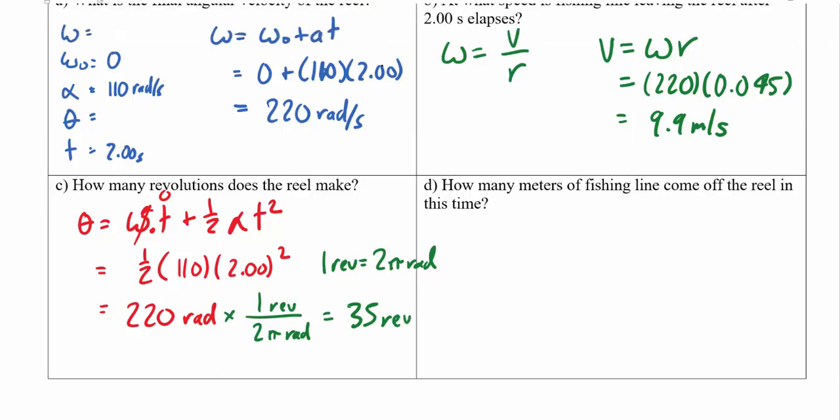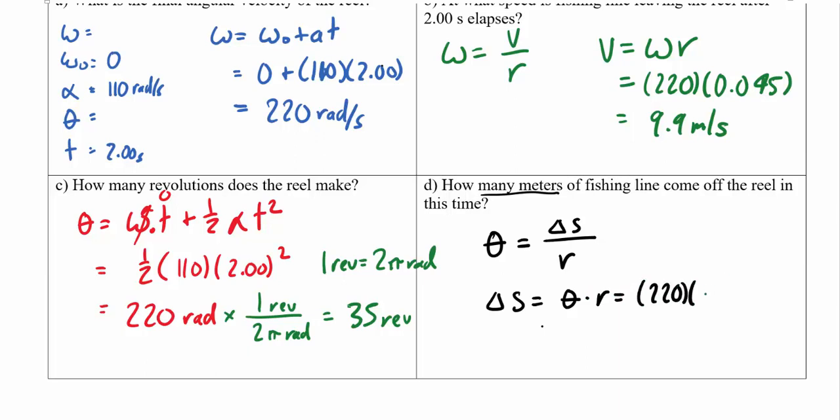Okay, and then last but not least, how many meters of fishing line came off the reel in this time? Again, how many meters is asking a question of linear distance. How far did that fish swim away? The way we jump between those two is with these formulas: the rotational angle is equal to the arc length, or the distance traveled, divided by the radius. And so the arc length, which is equal to the linear distance, is equal to theta times r. So that's 220 times 0.045, which works out to be right around 9.9 meters.